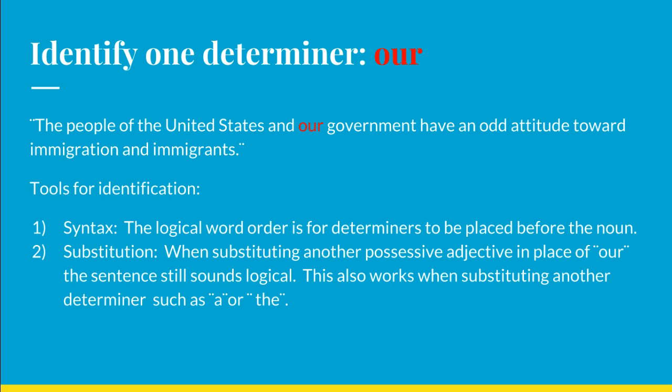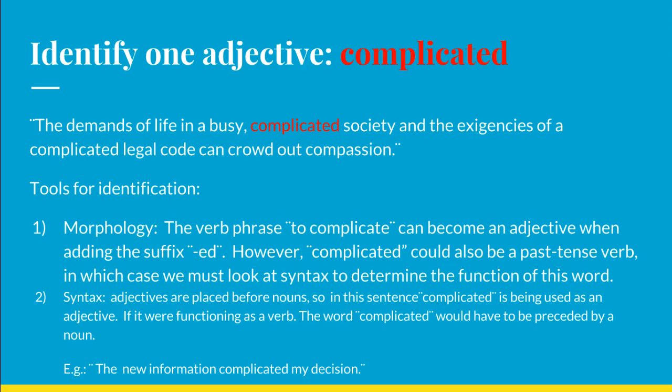Substitution also works. When substituting another possessive adjective in place of our, the sentence still sounds logical. This also works when substituting another determiner such as a or the. For example, the people of the United States and the government, or the people of the United States and a government, have an odd attitude, etc.